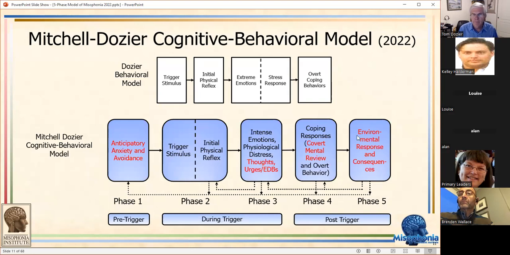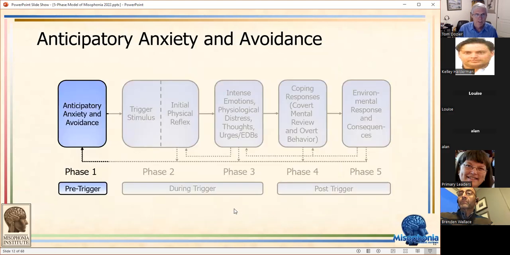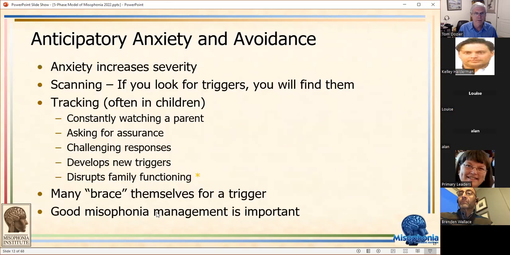And then the environmental response and consequences that develop, and I'll talk about that. So anticipatory anxiety and avoidance, that actually is not, once you develop misophonia, that's where it starts. As you go into your school classroom or your workplace, or you leave the sanctity of your bedroom, you start to have this anxiety about the trigger. The anxiety increases your misophonia severity.